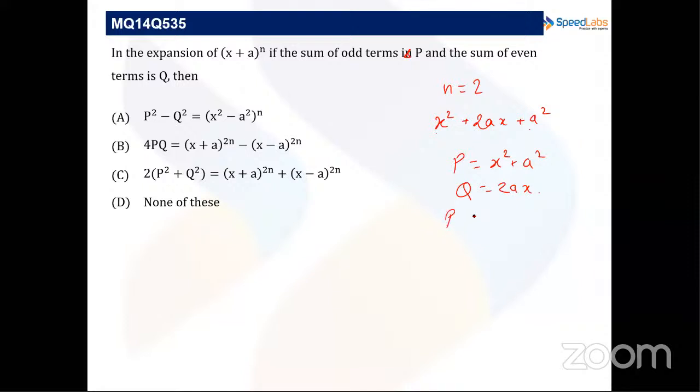On subtracting P minus Q, what are we having? x square plus a square minus 2ax. So that is x minus a whole square.